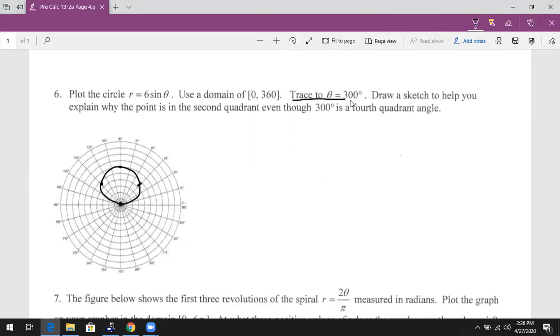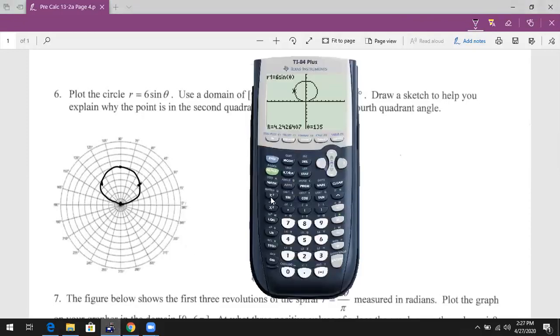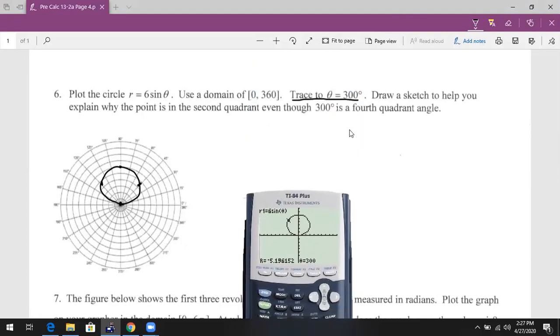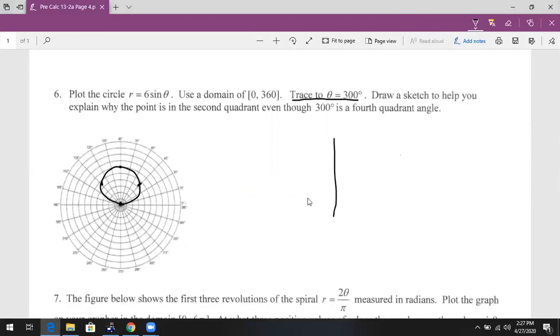Now, trace theta to 300 degrees. So if I trace it to 300 degrees, you'll notice I get negative 5.19, 300 degrees. And this says, draw a sketch to help you explain why the point is in the second quadrant. Notice it's in the second quadrant. Why is this point in the second quadrant, even though 300 degrees is a fourth quadrant angle? And that really has to do with our r and where we're measuring from. So draw a sketch to show you, okay.